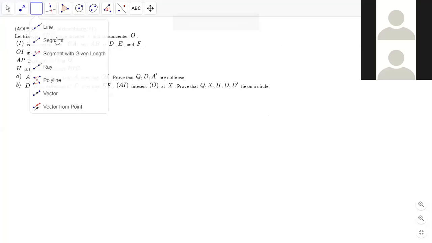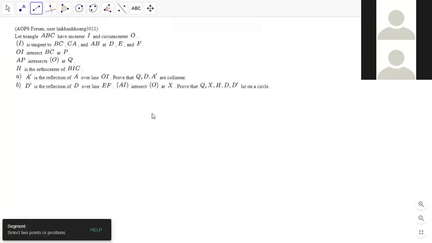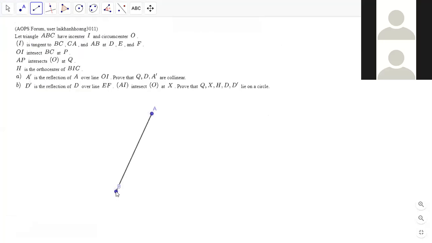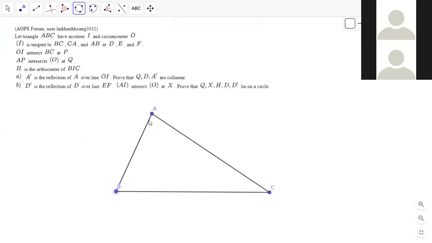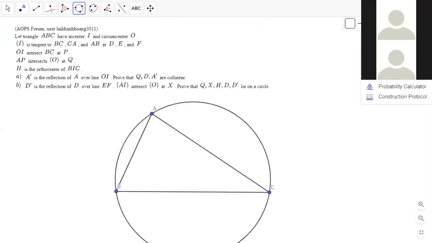So we have a triangle ABC with incenter I and circumcenter O. Let me first draw the circumcircle, and then I will use this tool to draw the incenters. Oops, it's not popping up well. There we go.